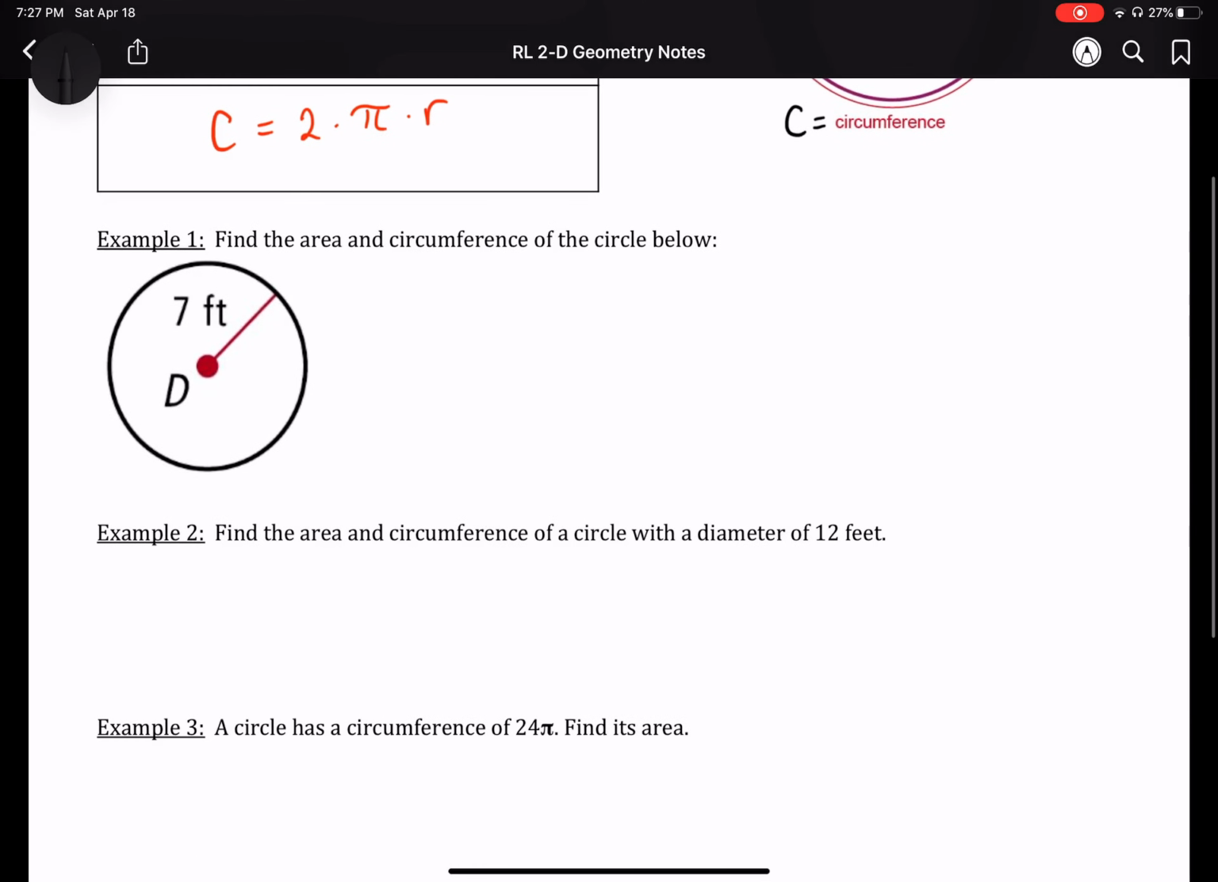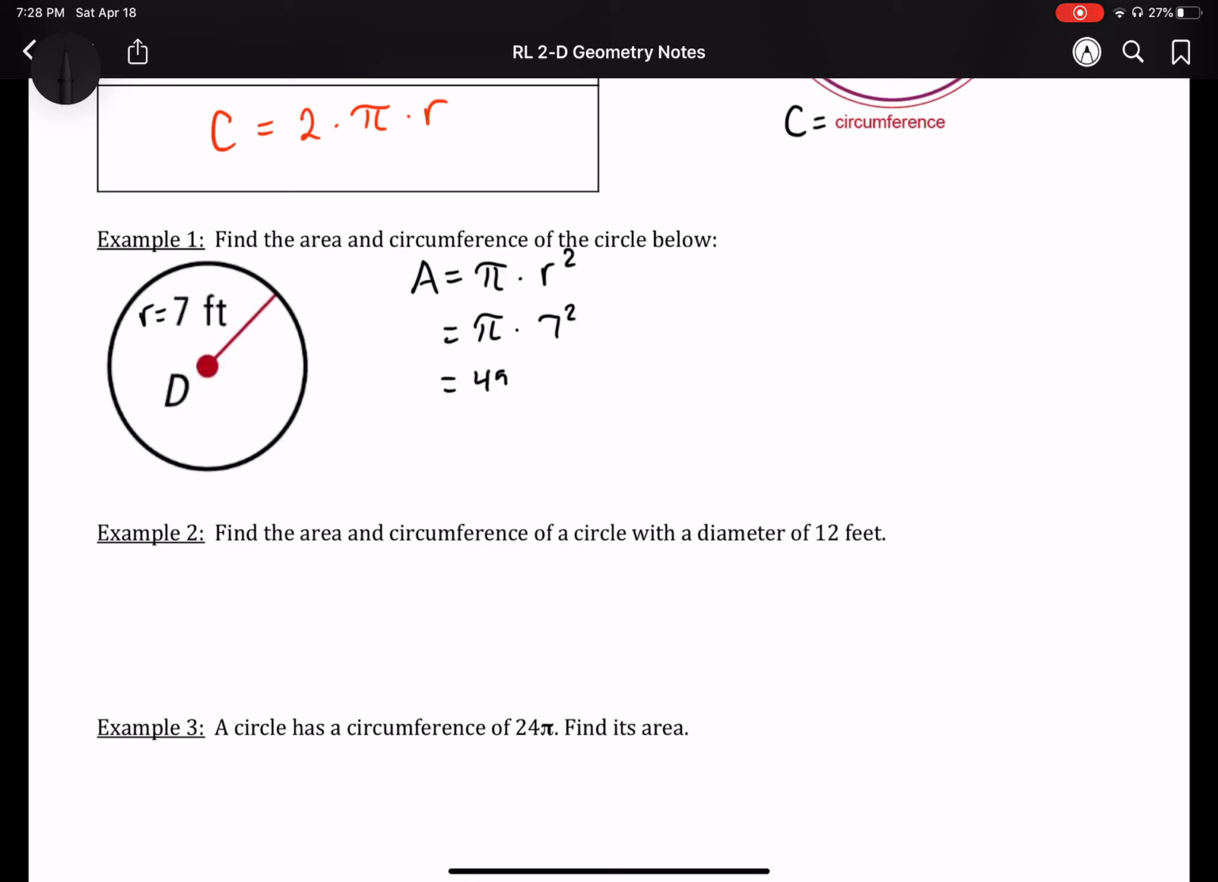Example number 1 says find the area and circumference of the circle below. So let's go ahead and start with area because that's what was in the question first. So I have area is equal to pi times r squared. That's my formula. When I'm looking at this picture, I know that my radius is the distance from the center of the circle to the edge of the circle. So that means that my radius is equal to 7 in this case. So I have area is equal to pi times 7 squared. I know that 7 squared is 49, so I really have 49 pi.